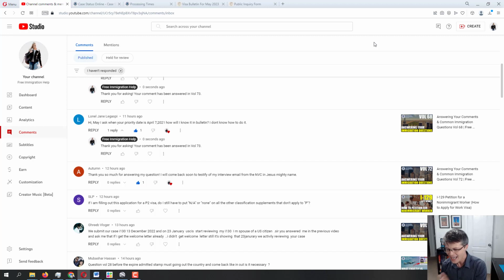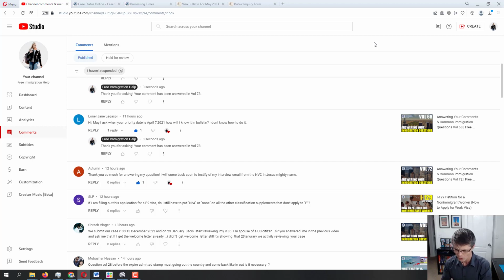However, the I-129, because of the diverse nature of the I-129, it's a huge application, and there are a whole bunch of supplements for all of these different visa categories. That is one of the only applications where you don't need to worry about those. If a whole supplement is not applicable to you, just leave it blank and send them the blank page. I know it sounds ridiculous. It's paperwork, it's bureaucracy, but that's what they want.